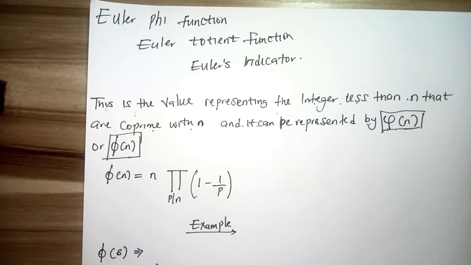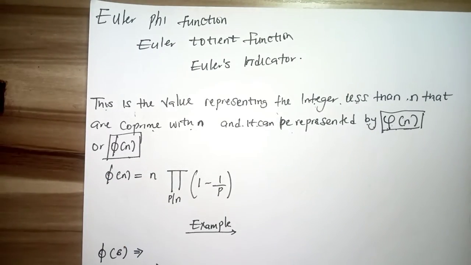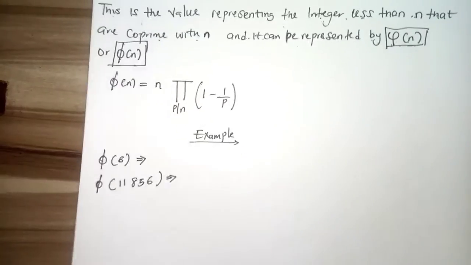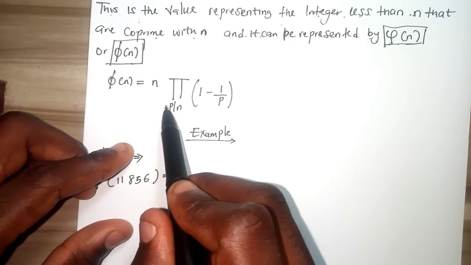What's the meaning of coprime? You can find the meaning of coprime. That means they are relatively prime to each other. They are relatively prime with what? To each other. And it can be represented by this. So now the Euler's totient function that we're talking about, this is the formula for it.